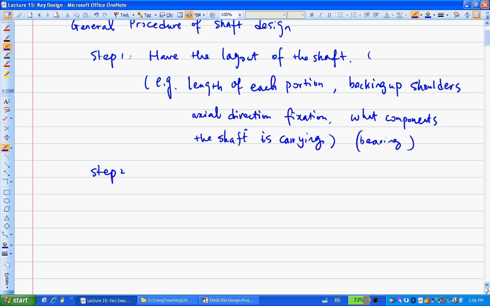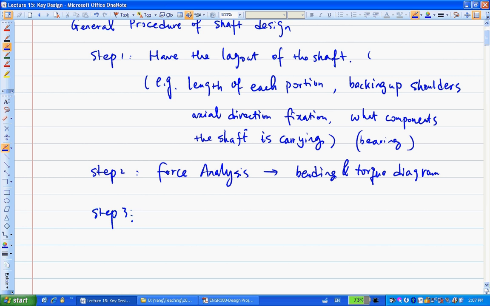So step number two is, in general, you need the force analysis. That will basically give you the bending moment and the torque diagram. This is necessary so that you can see where the maximum bending moment is and where the torque exists. So you need this information for the next step.